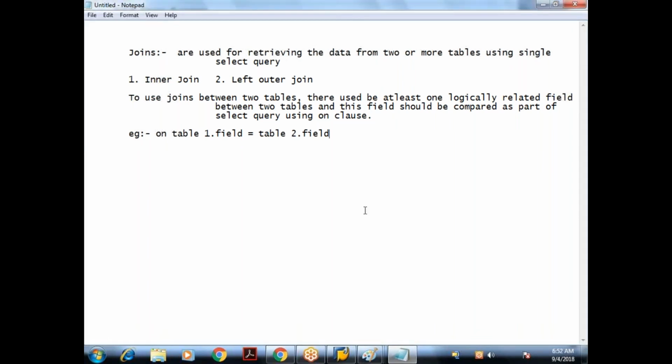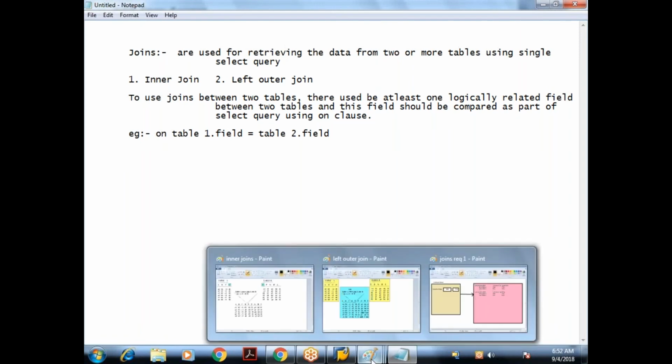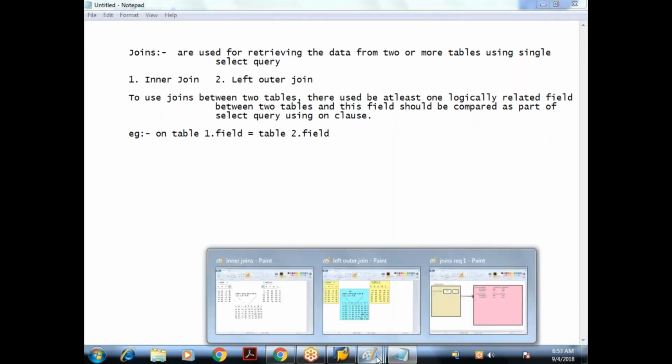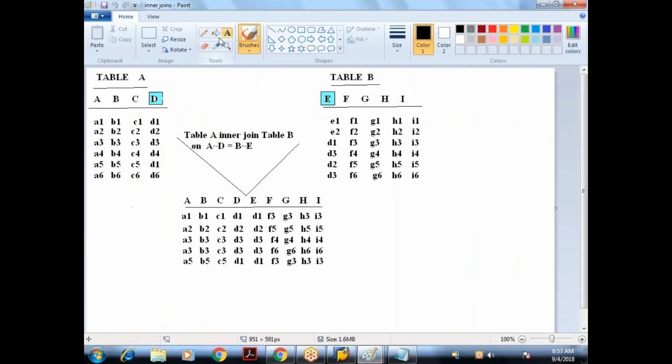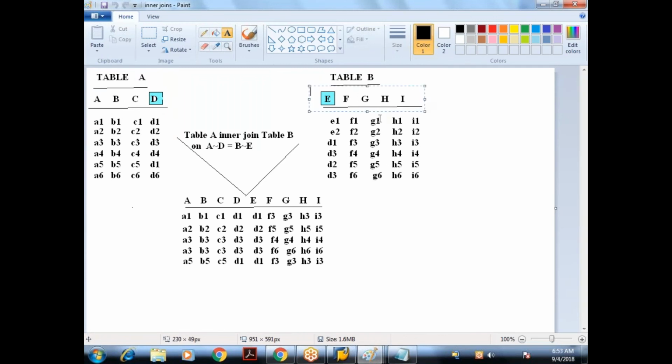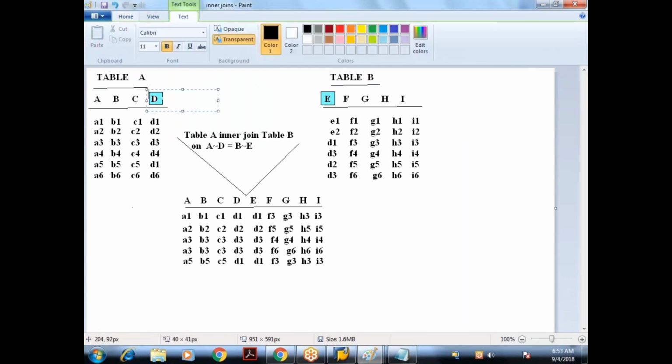Right, so see here. The difference between inner join and left outer join is, assume we have two tables, table A and table B. These two tables have one logically related field. Here in table A we have four columns A, B, C, D, and table B has five columns E, F, G, H, I. Assume these two columns are the same: here the column name is D, there the column name is E.